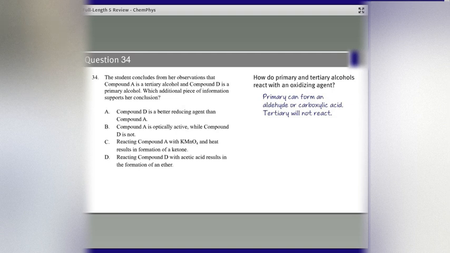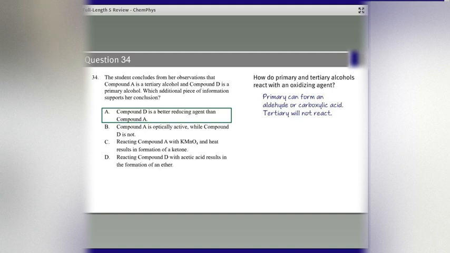Tertiary alcohols aren't going to react, right? If you think about it, depending upon the strength of the agent, a primary alcohol can either produce that aldehyde or it's going to go all the way through to that carboxylic acid. Tertiary alcohols, on the other hand, are already oxidized, so they can't react.